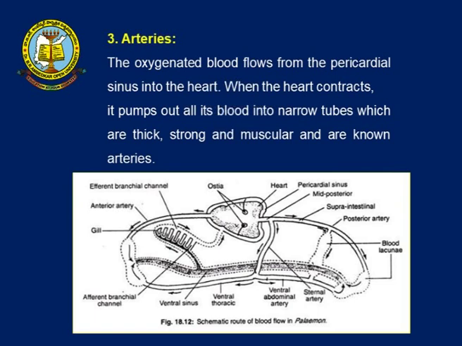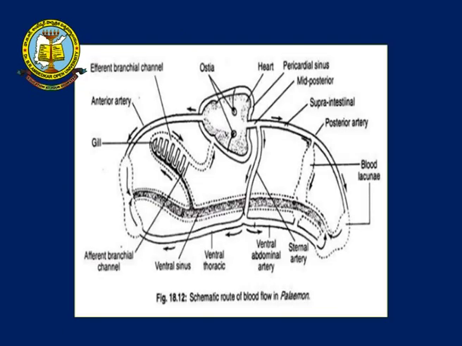Now, what are the arteries? The oxygenated blood flows into the pericardial sinus from the efferent branchial arteries. The heart pumps out all its blood into narrow tubes, which are thick, strong and muscular, known as arteries. Once the blood goes into the heart, due to its rhythmic contraction, the blood moves from the heart into the arteries. This is the anterior artery, and on the other side they also have a posterior artery.